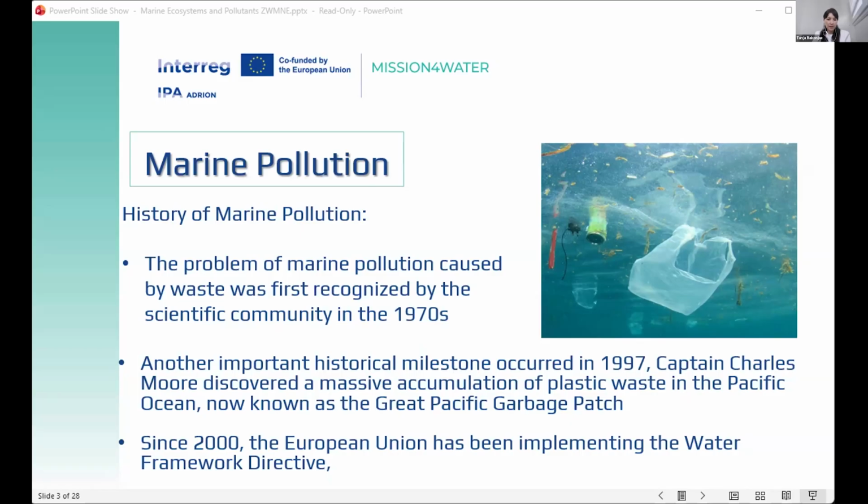Since 2000, the European Union has been implementing the Water Framework Directive, which recognizes water as a shared heritage of humanity rather than a commercial product. The directive requires member states to bring all surface water to a good ecological status by 2027. Next slide, please.